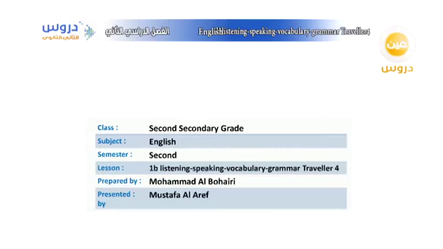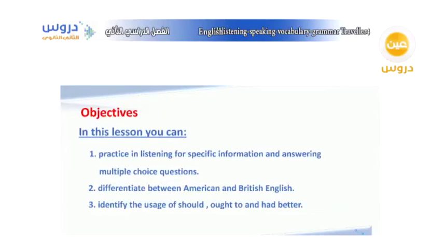Today we're going to have a listening, speaking, vocabulary, and grammar lesson from your book, The Traveler 4. So let's get started as usual with the objectives of our lesson today.